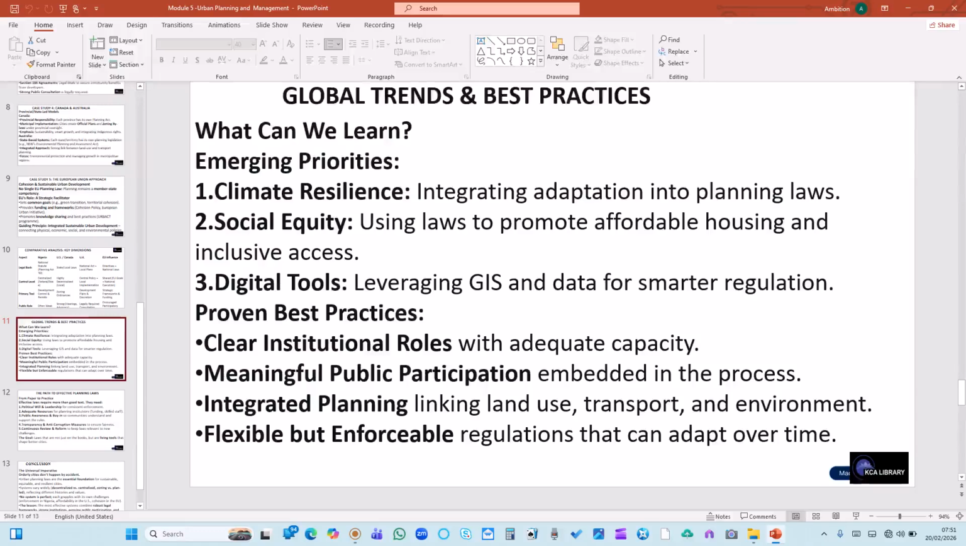Then the proven best practices include clear institutional roles with adequate capacity, then meaningful public participation embedded in the process, integrated planning, linking land use, transport, and environment, and flexible but enforceable regulation that can adapt over time.